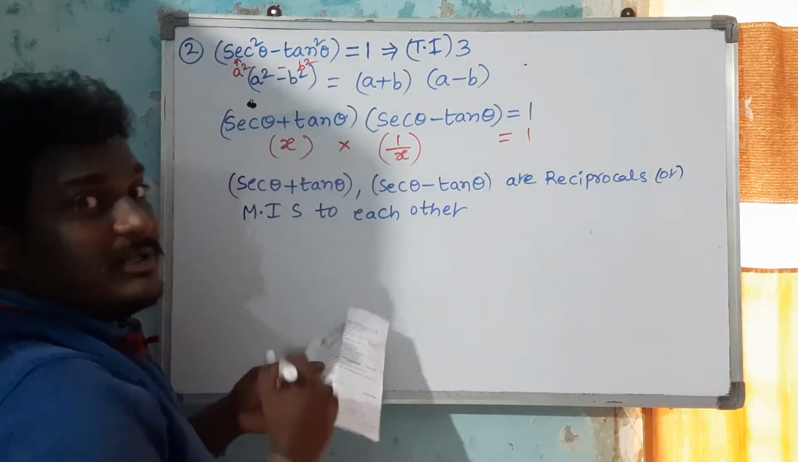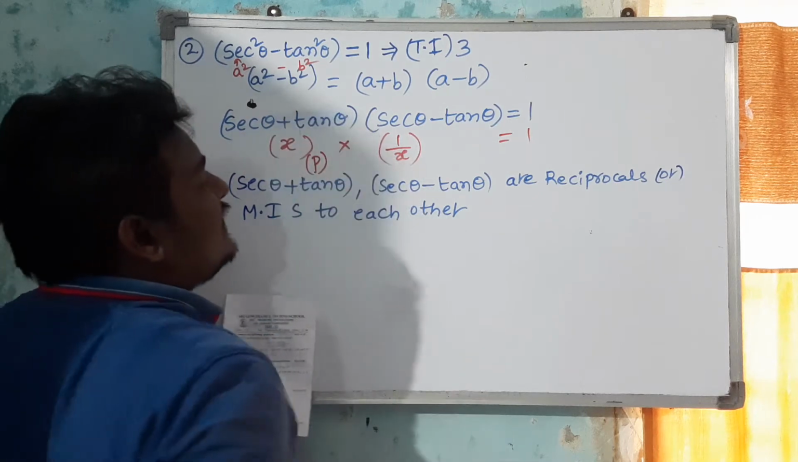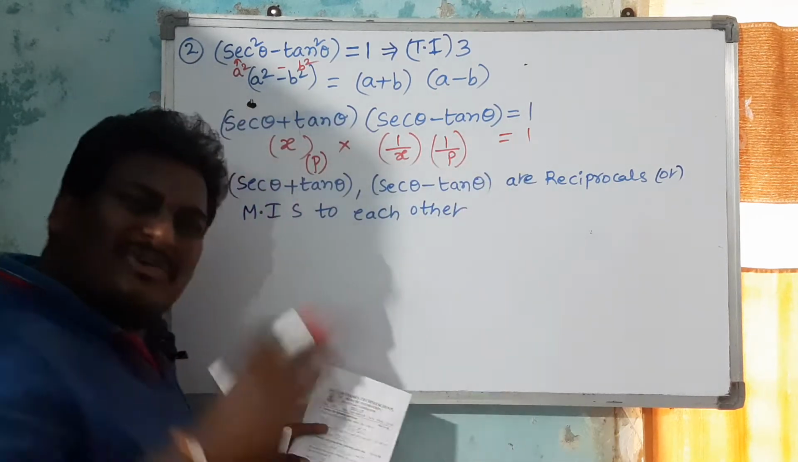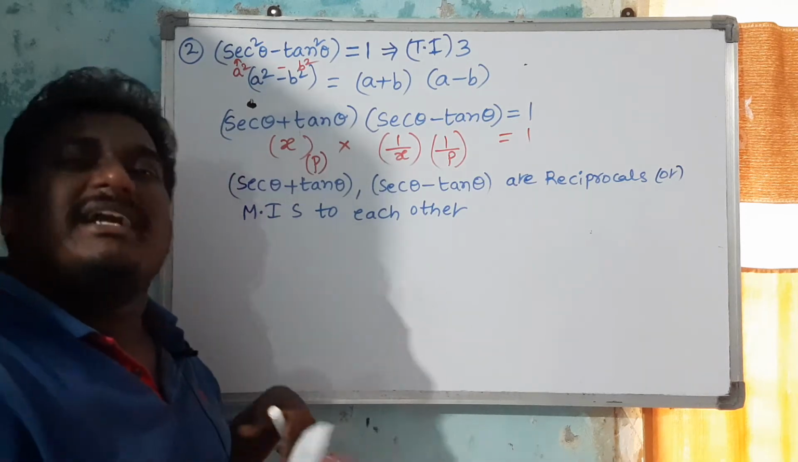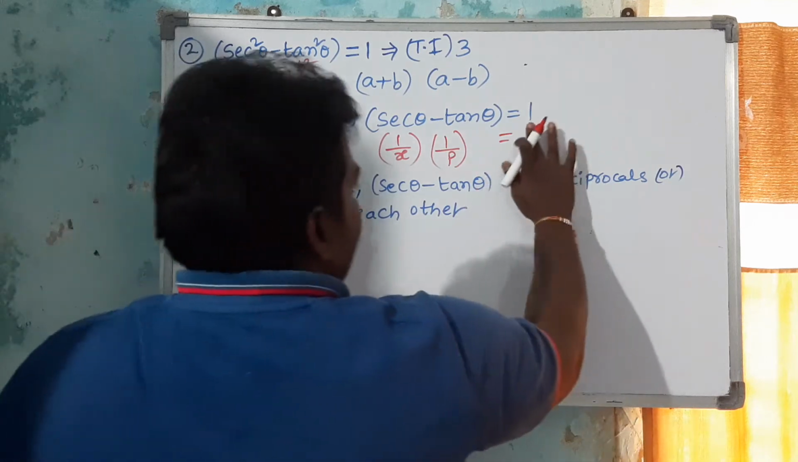Yeah, we have problems based on this question also. If secant theta plus tan theta is p, secant theta minus tan theta will be 1 by p. I have told you so many times. Nobody is writing, nobody is studying. That's it. Okay. Very good.